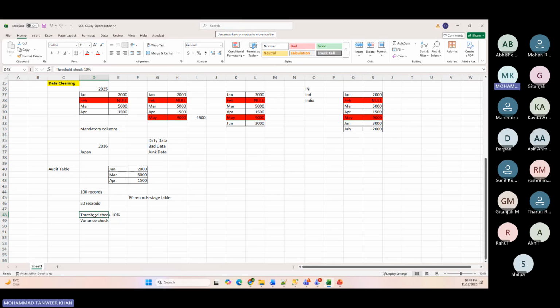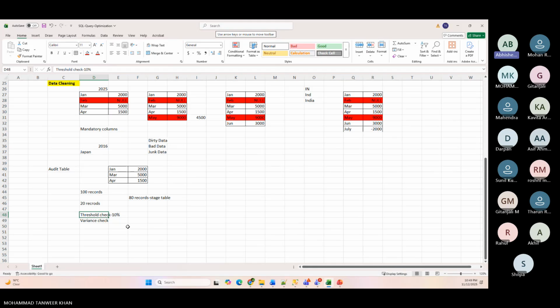What is this threshold check? Suppose in my project, the threshold check is kept at 10%. It means if more than 10% of records have been rejected, then we don't have to load any data at all. We will tell the source team: rejected, not loaded, not loaded.